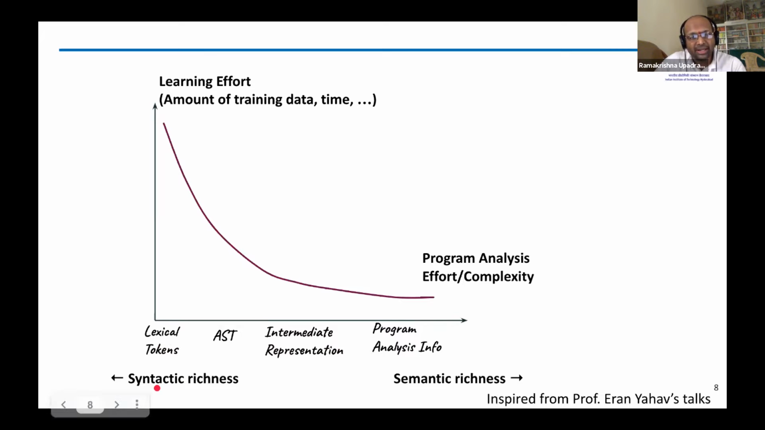As you can see, at this end we have syntactic richness, and at this end we have semantic richness. As you go to the right, more program analysis effort and complexity are required. And the ones on the left, the lexical tokens, etc., need more learning effort. For example, learning effort could mean more training time, more training data, etc. While these are costlier to construct, they excel in another manner. So there is a trade-off here. Just like many problems in compilers, every problem has its own sweetness and its own application.